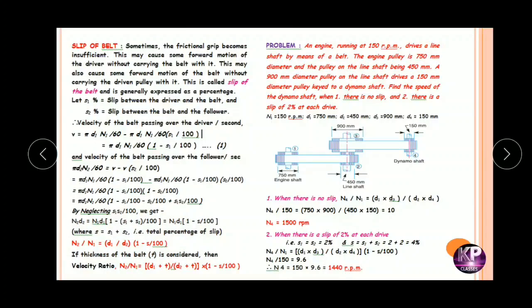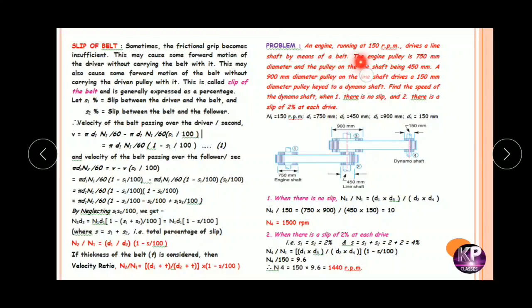If the thickness of the belt t is considered, in the same way, the velocity ratio n2 by n1 equals d1 plus t upon d2 plus t into 1 minus s by 100. Hope you understood clearly. For those who did not understand, let us discuss a problem which may help you.